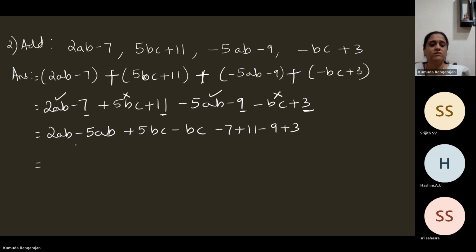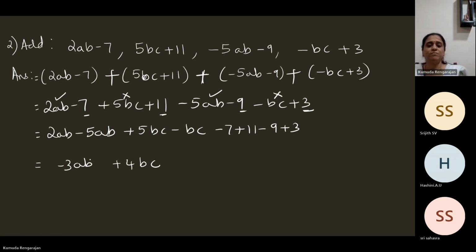So now, ab, ab, ab. 2 minus 5 minus 3. BC, BC, BC. Plus 5 minus 1 plus 4. This is minus 1 here. There's no number, means 1. No number means 1 there.